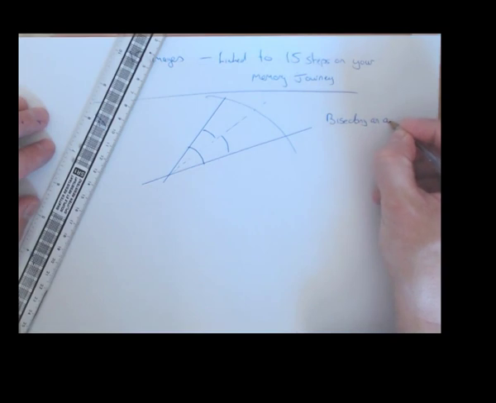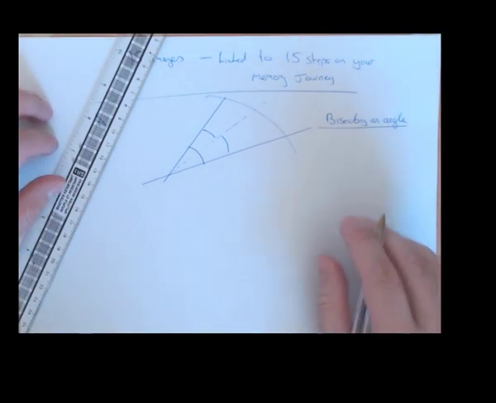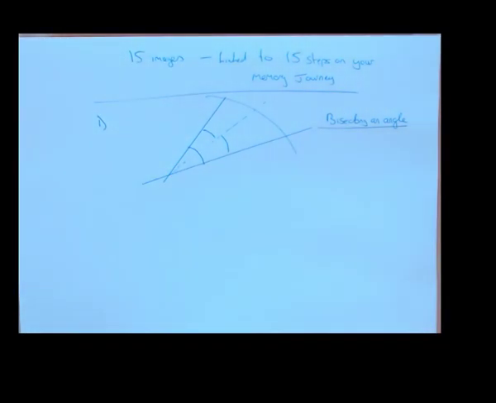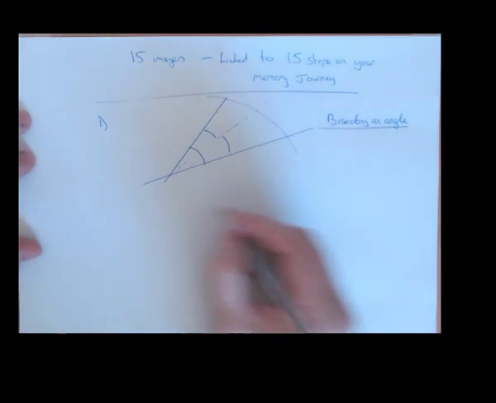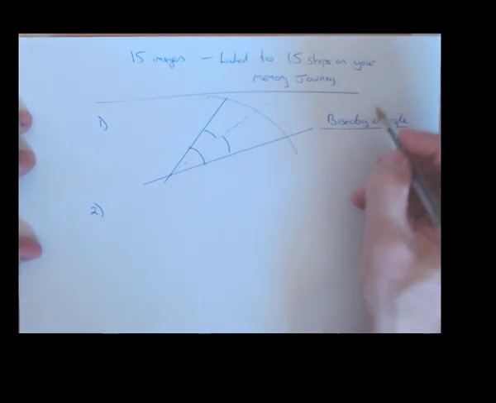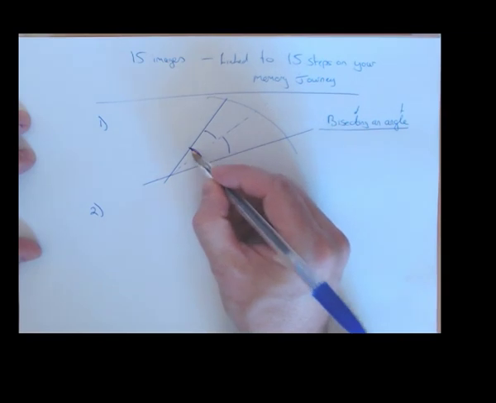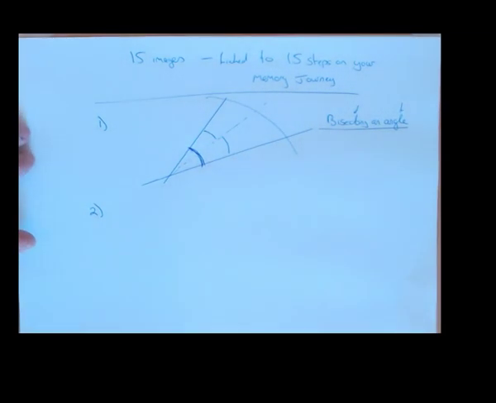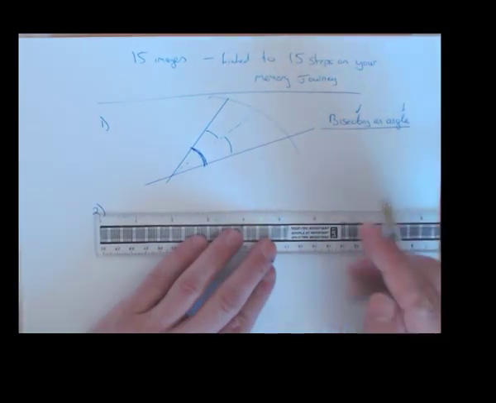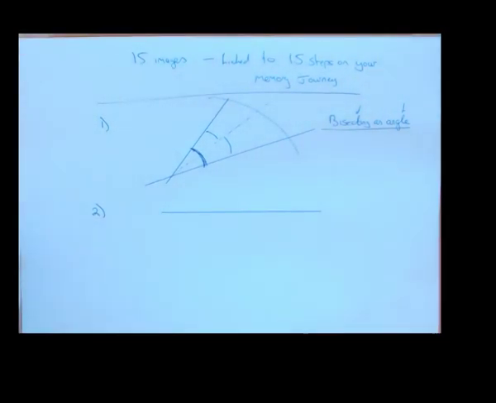an angle. So when you're remembering your memory journey, you will now remember the image of a pizza being cut in half, and you'll need to remember the words bisecting an angle. Bisecting means to cut in half. An angle is this. It's how wide your pizza is. The second thing that you're doing is bisecting a line.